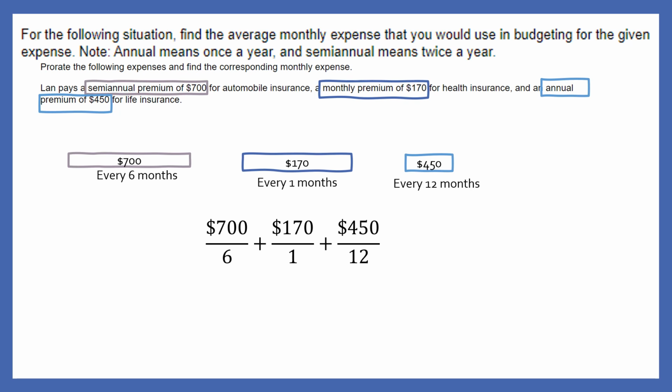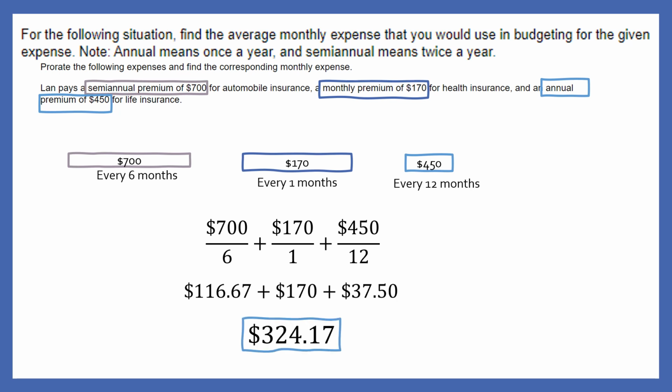And so when we go ahead and divide each one by the number of months, it gives us an average for each month for each expense, giving us a total of $324.17.